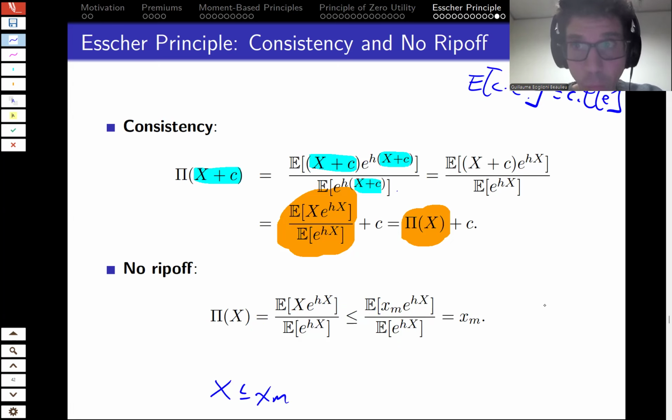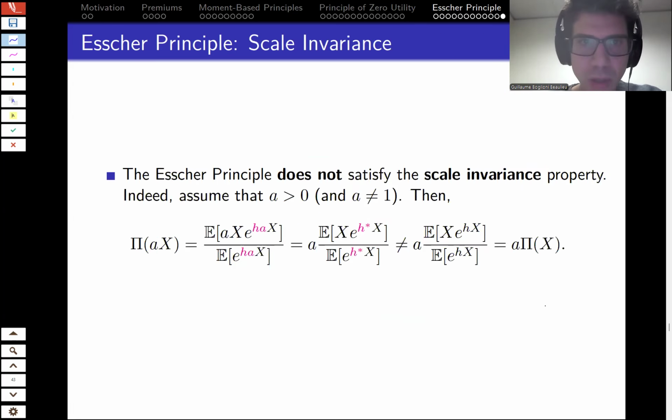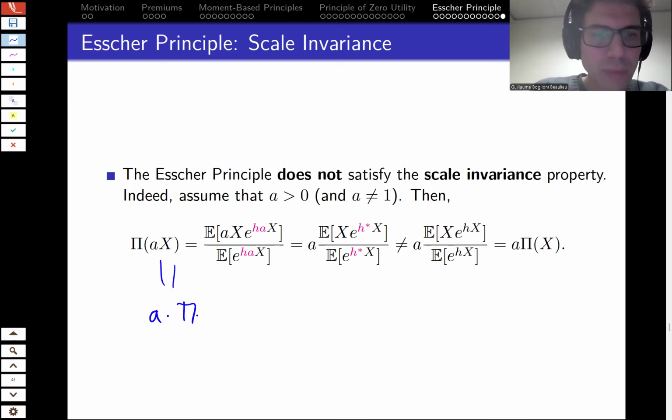These are the 4 principles that hold, but unfortunately for the fans of this principle, the last axiom doesn't hold. This was the scale invariance. We can check that relatively quickly. Scale invariance doesn't hold. Scale invariance, remember, would be, we would like to have the premium of a constant times the risk be the constant times the premium, but it's not the case here.